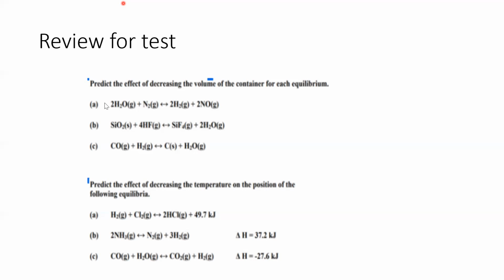All right, so let's take a look and see how we did. Let's look at the first question. If we decrease the volume, that's going to do what to the pressure? Just put it right into the chat. Is it going to go up or down? Good. The pressure is going to go up. So if the pressure goes up, the system is going to shift to the side that's going to decrease the pressure. So it's going to shift to the side with the smaller number of moles of gas. All right, so for A, which way is it going to shift, right or left?